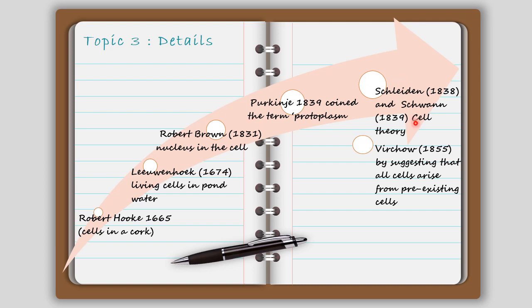And Schleiden and Schwann, in 1838 and 1839, developed the cell theory. What is cell theory? They stated that all living organisms are made up of cells, and cells are the structural and functional unit of life. And then comes Virchow in 1855. He expanded the theory by adding one statement: new cells arise from pre-existing cells. The parent nucleus will divide into two daughter nuclei. So new cells come from pre-existing cells.